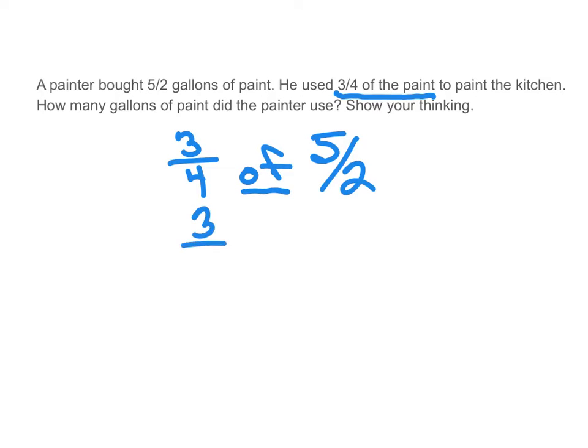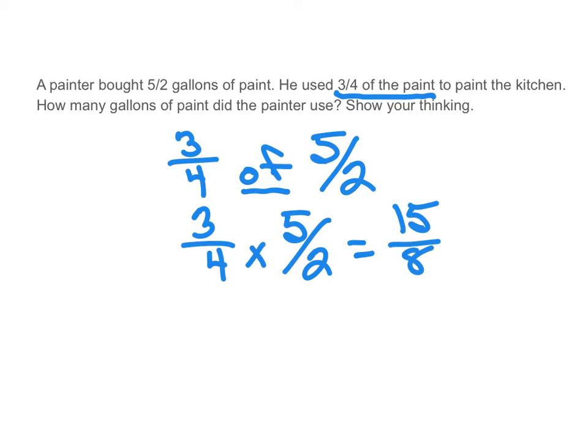So this is 3/4 times 5 halves, which equals 15/8. And we have to turn that fraction into a mixed number, and that will be 1 7/8 gallons. So this guy used 1 7/8 gallons of paint for his kitchen. Turn the page.